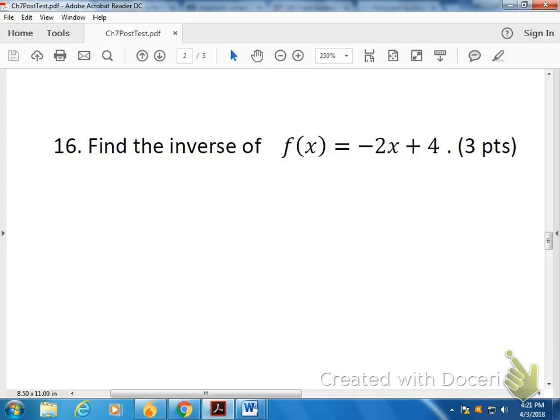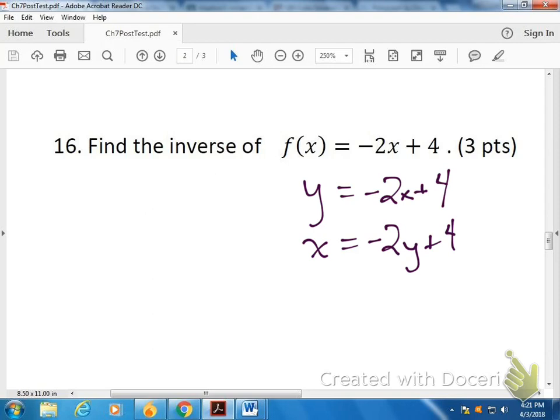So in this one, whenever you've got to find the inverse of an equation, we're going to change f of x to y, and then you switch the x and the y. And then you have to start solving for y. So subtract 4 on each side. When you subtract 4, it goes away from that right side. And then you divide everything by negative 2.